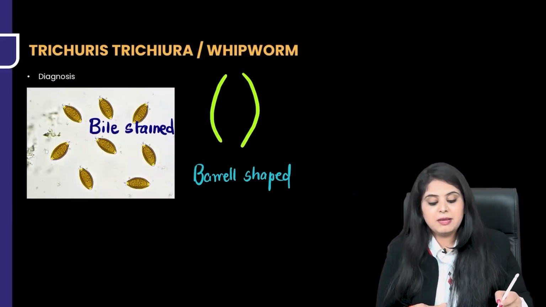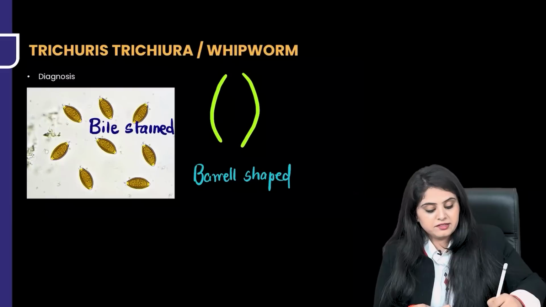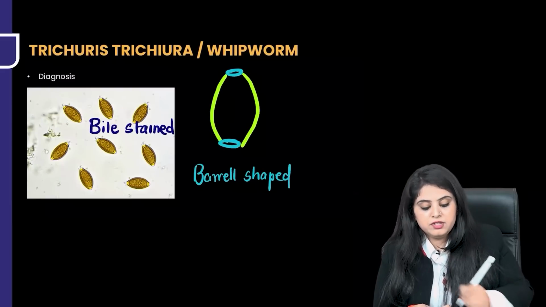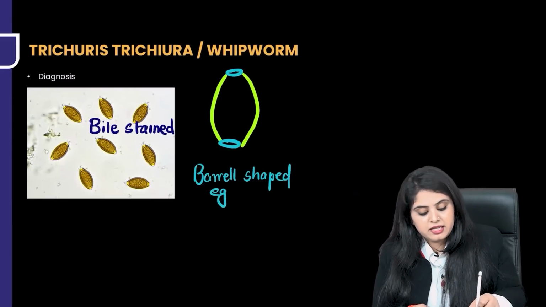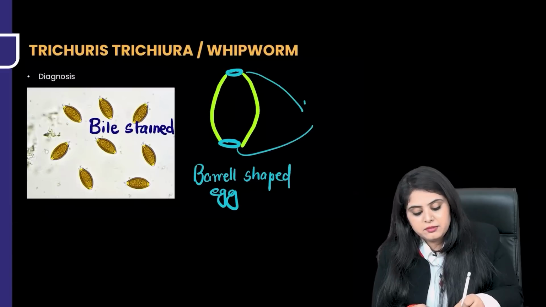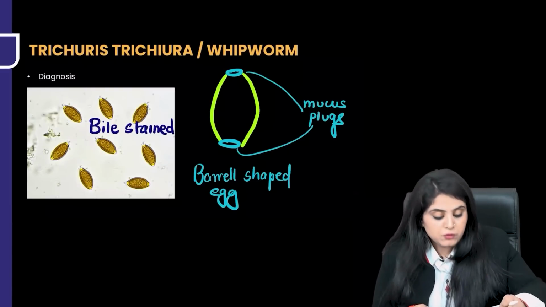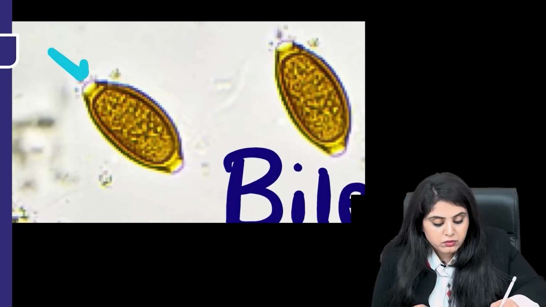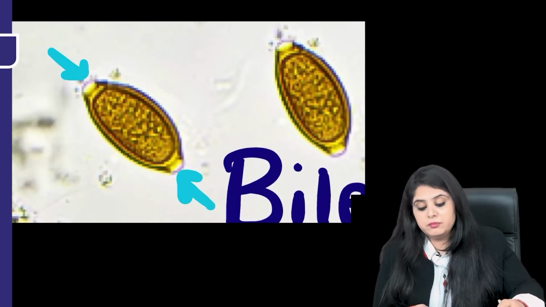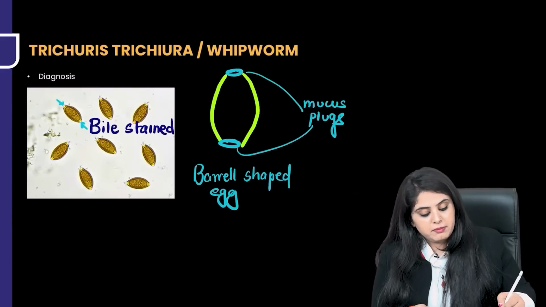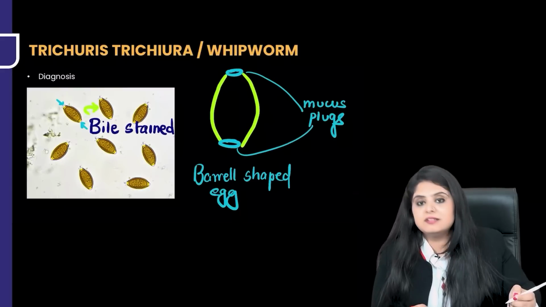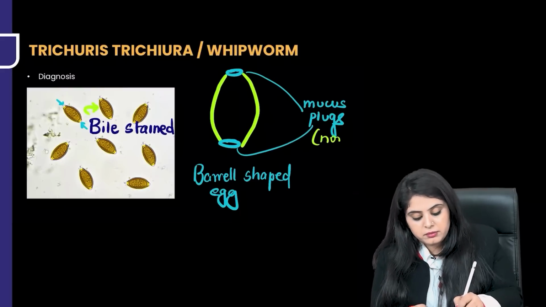So yeah, it is a barrel shaped egg, but dholak also has two ends, na? Like over here, one end, and over here, one end. Yes, it is a barrel shaped egg, and at both the ends, it has the mucus plugs. And remember, these mucus plugs are not bile stained. If you look at the ends carefully, they are not brown in color. They are a little transparent. So the mucus plugs are not gonna be bile stained. Repeating all of this once again, the surface is gonna be bile stained, but the mucus plugs are gonna be non-bile stained.